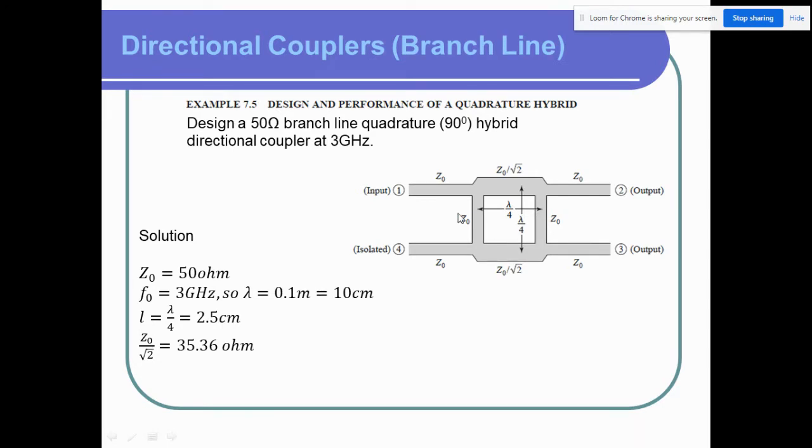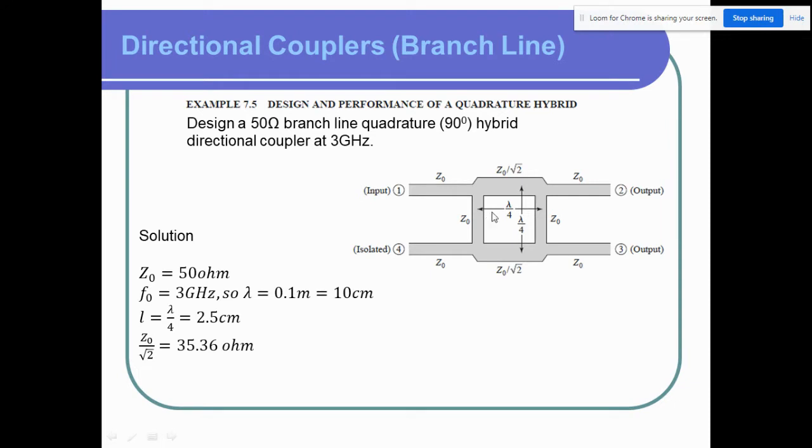This line is 50 ohm also, but we need to calculate the length of this line and the impedance of this line. After the long derivation and analysis of the odd mode and even mode and all the other things, we get at the end that a directional branch line coupler, which is a quadrature hybrid, can be designed like this. You have to remember this one, but since the exam will be open book, no problem.